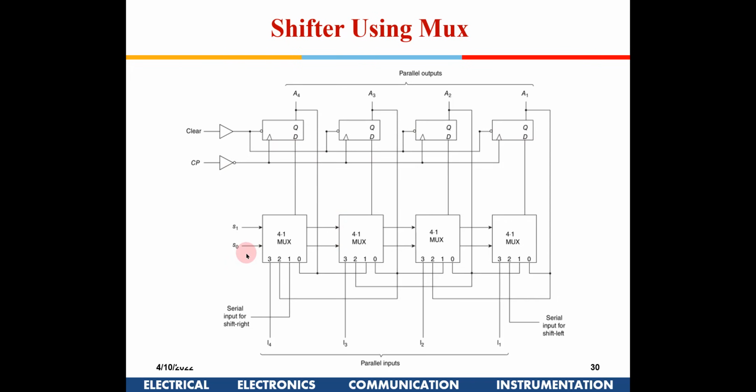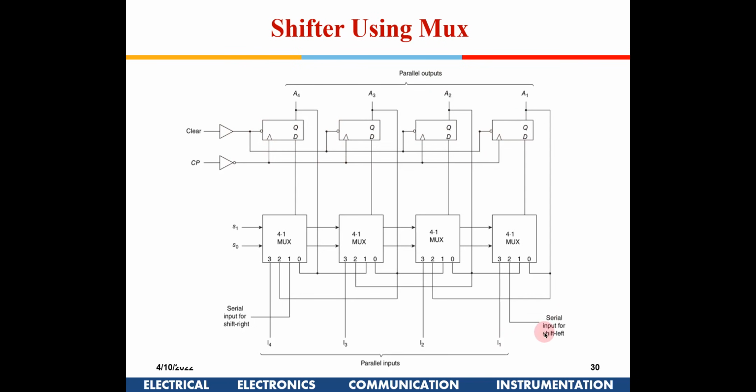Similarly, if I give a 1 1 out here, what happens? Input 3 will be activated. So if you have parallel inputs, all of these will be filled with new data. So this new data will be filled, and then you also have a clear signal. It is asynchronous, and this is the clock signal. You can have a clear signal to clear all the registers.